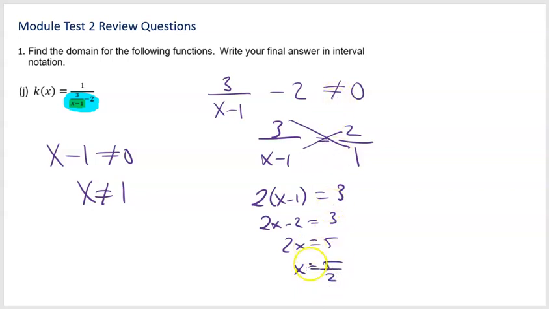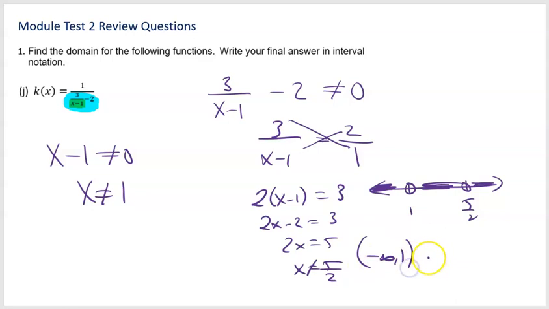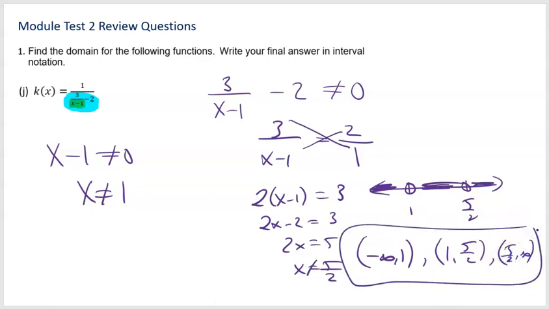Now really I changed my not equal to equal to, but really x cannot be 5 halves. So if I think about that on a number line, I'm not really shading, right? Just x can't be 1. Here's 1. X can't be 5 halves, which is really 2.5. But x can be everything else. So we're talking negative infinity to 1, and then comma or union 1 to 5 halves, and then comma or union 5 halves to infinity. And that is my domain. And that's all of question 1.